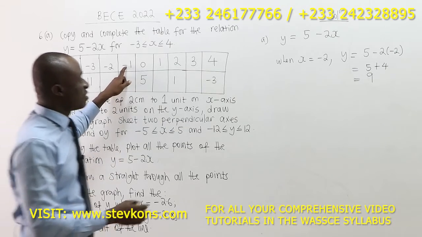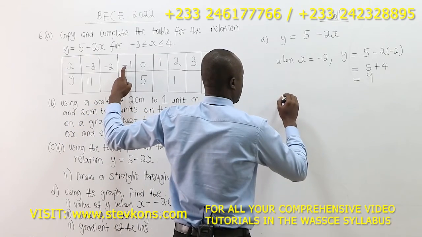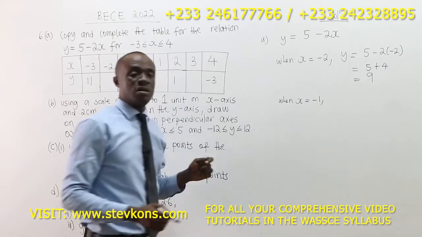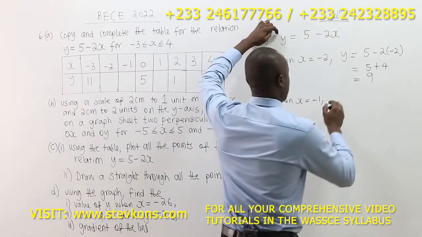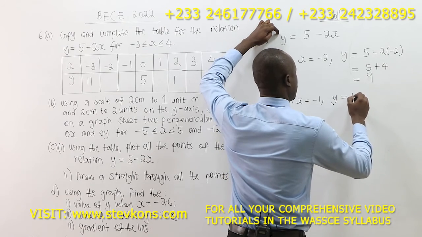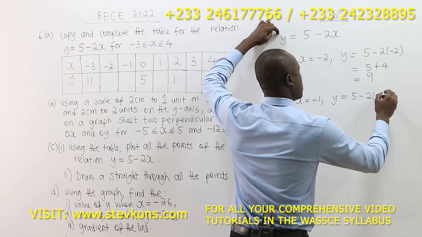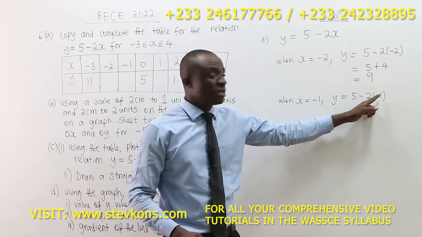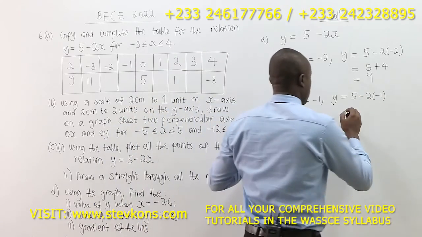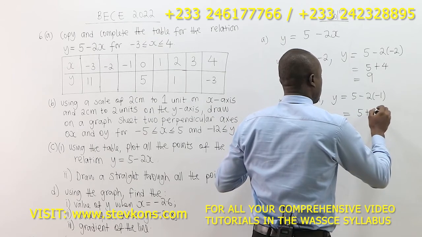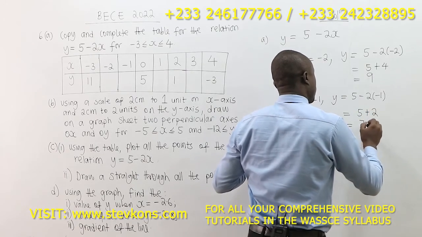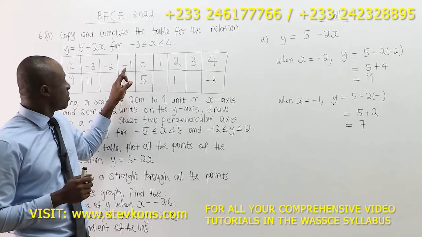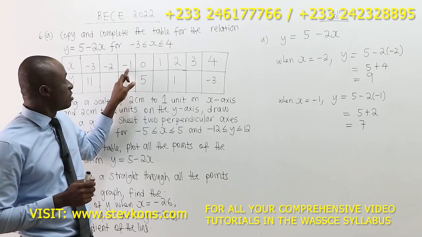And when x is equal to negative 1, what is y? y equals 5 minus 2, what is x? x is negative 1. Make the negative positive. So we have 5 plus 2, and 5 plus 2 is equal to 7. So that's when x is equal to negative 1.